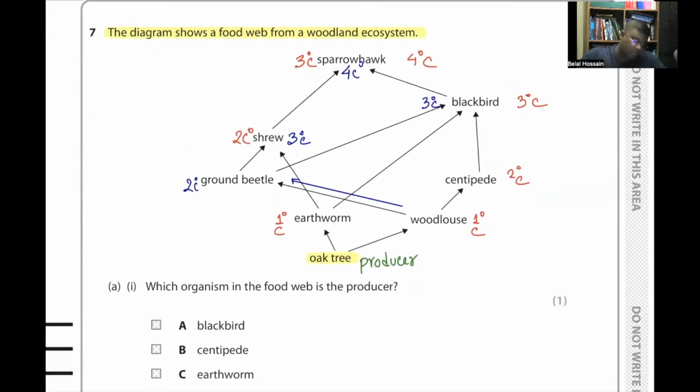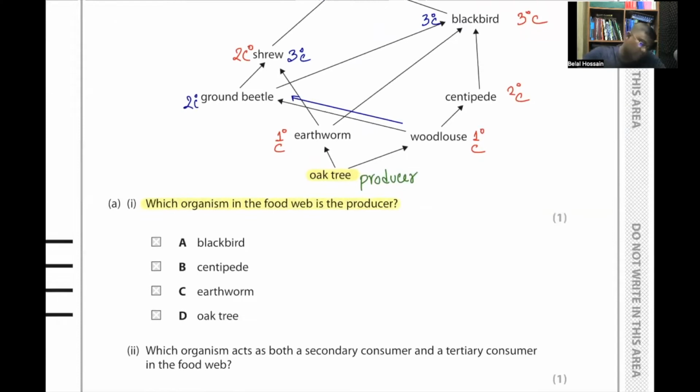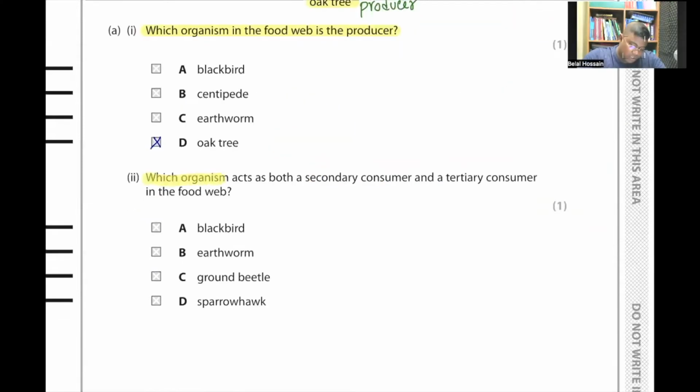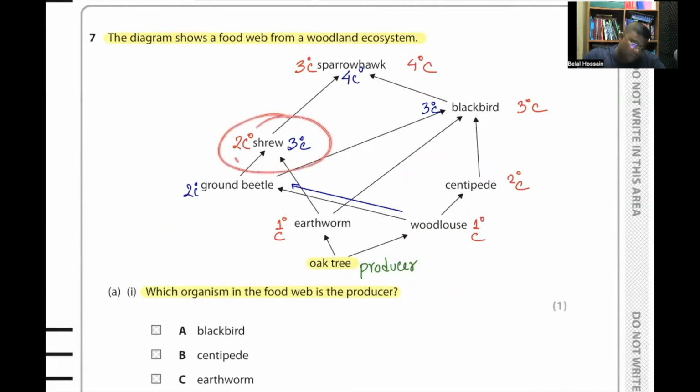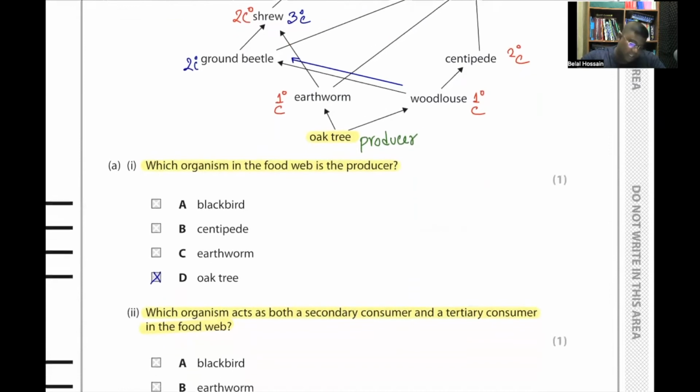So, all right. Now, moving on to the question, which organism in the food web is the producer? So we can definitely say the oak tree is the producer. Which organism acts as both secondary consumer and a tertiary consumer in the food web? So we can see the shrew is acting as both a secondary and a tertiary consumer in the food web. So both secondary and tertiary.